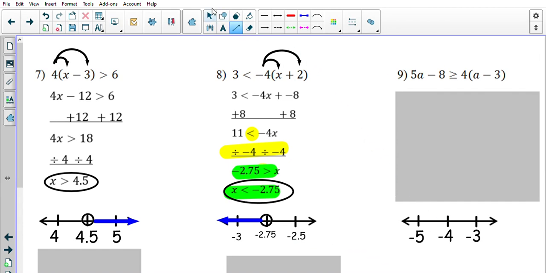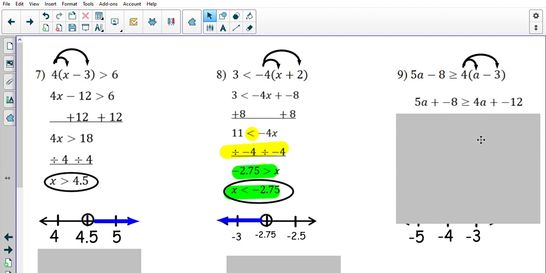Doesn't mean you may not see that in the future with inequalities like we did with equations, but we're not going to kick it up that far of a notch, at least not at this point. So let's take a look at number 9. What I would suggest you do first is add the opposite, but also distribute. So I definitely want to get rid of these parentheses as one of my first few steps.